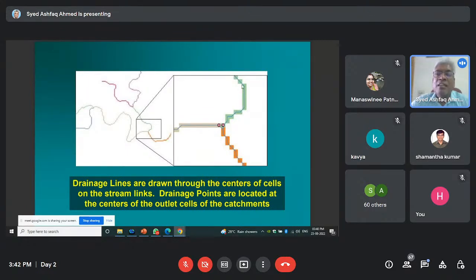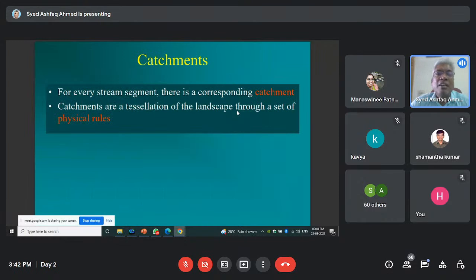You can see, you can calculate each node, and different streams are given here in different colors. Based on these colors, you can demarcate the different streams with different stream orders, first or second or seventh order, eighth order, whatever order it is.